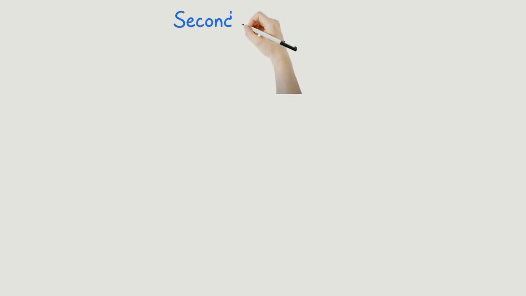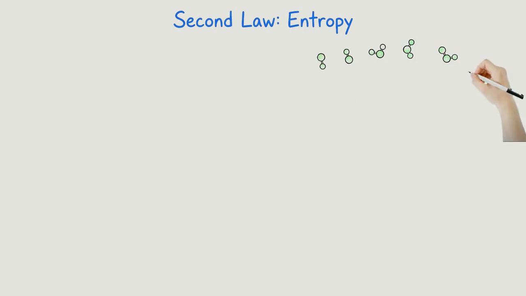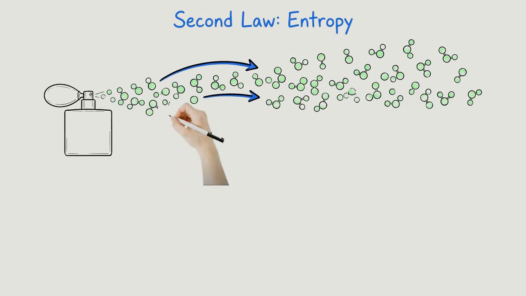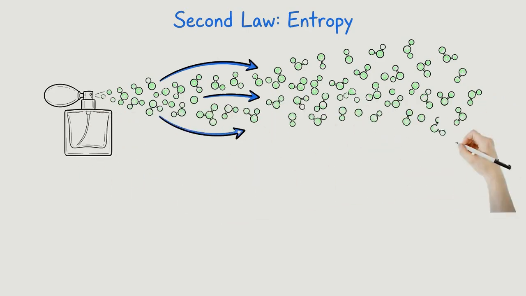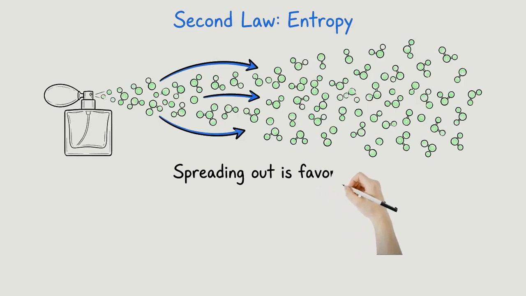The second law of thermodynamics explains direction. It introduces entropy, which is about how spread out energy and matter are. A simple way to think about entropy is the number of possible arrangements particles can have. Spreading out is favored. Perfume molecules spreading across a room is an increase in entropy. Hot coffee cooling down is energy spreading into the cooler surroundings.